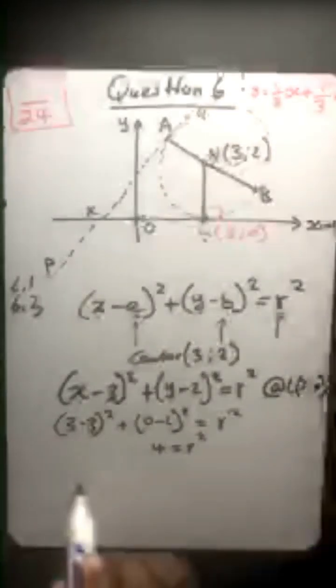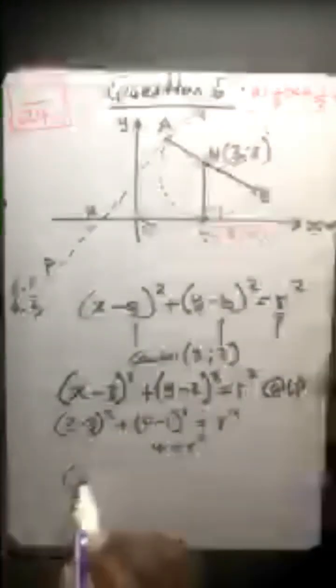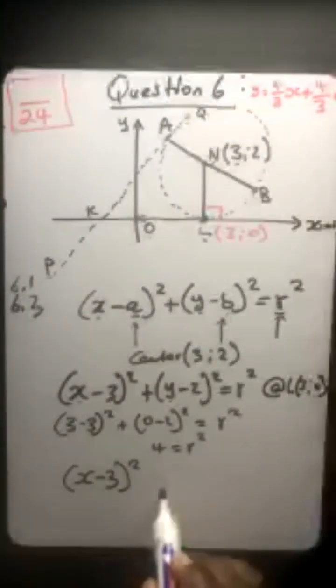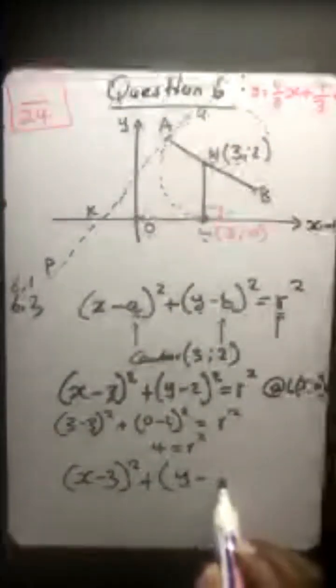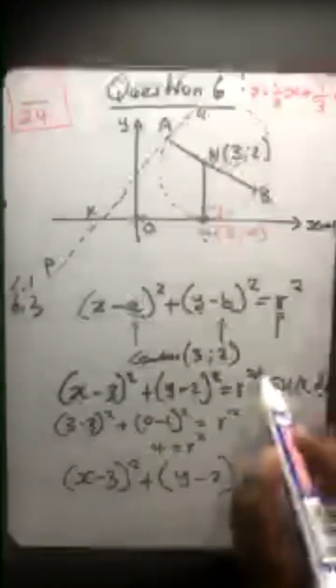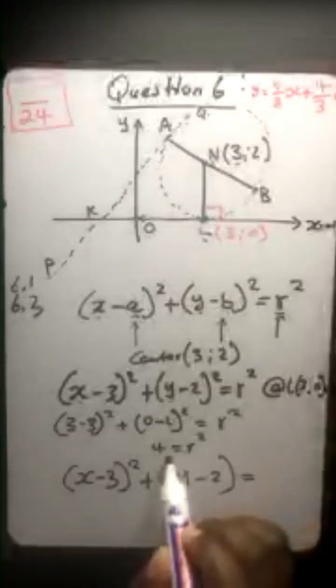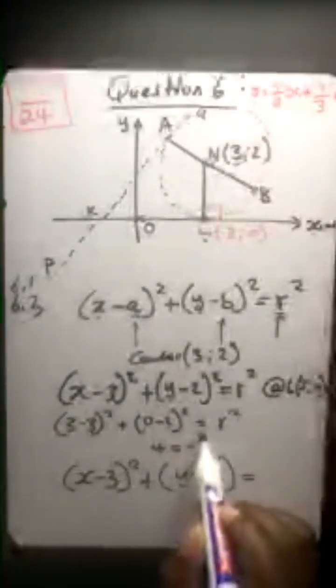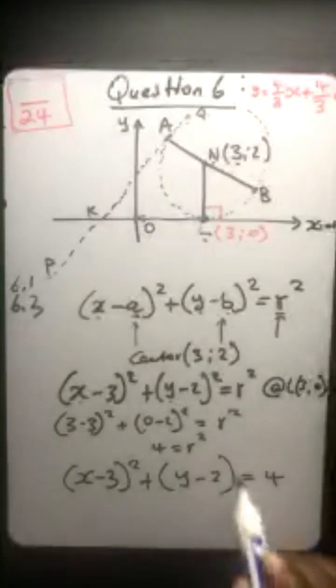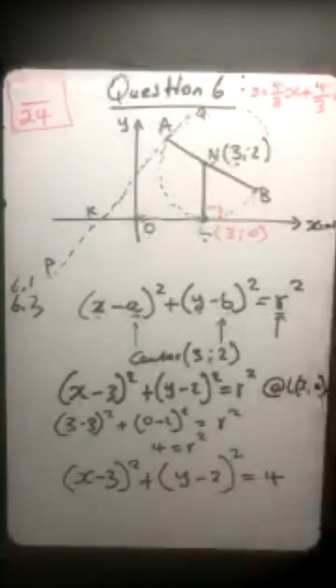So you can therefore say you are having x minus that and y minus that, equals to, remember, it is not r that you were looking for but r squared, which equals 4. So that is why you're going to equate it to 4. Let's not forget that squared there.